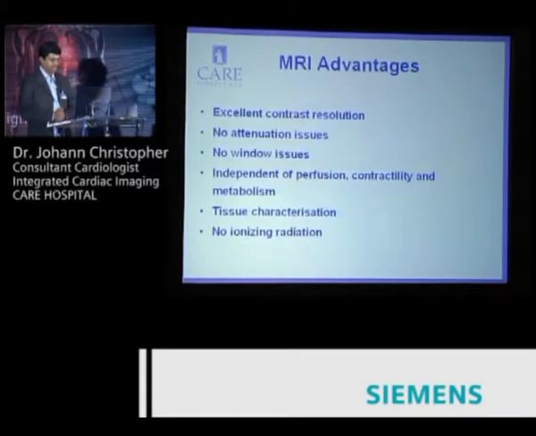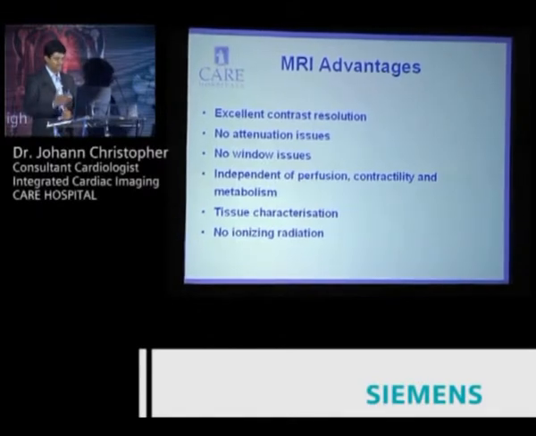So just briefly, you're all aware, but I'm just going to go through the brief advantages of MR: the contrast resolution, no attenuation problems, no window issues. Not a major issue for congenital heart disease, but nonetheless to complete the list. Tissue characterization is a very important aspect of MR, and the most important thing in this group of individuals, no ionizing radiation.